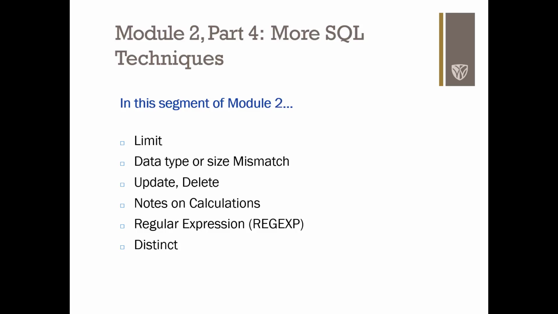In this segment of Module 2, we're going to take a look at the limit function, which allows you to limit the number of records which are displayed in your results. We're going to examine the potential for mismatches in your data when you're entering data into a database, and how to update or delete records within your table. We're also going to have a few more notes on calculations that you'll need for your first graded assignment, how to use the regular expression for matching data, and then finally how to use the distinct command.